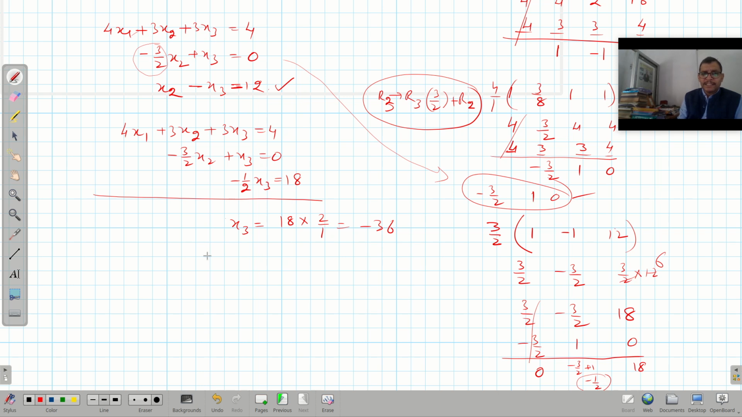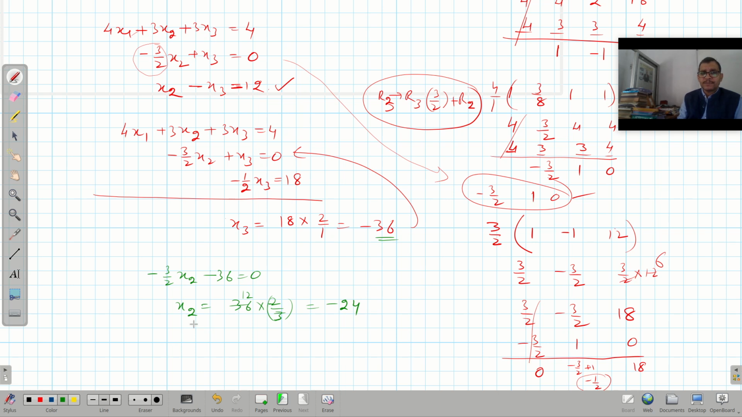Then let me put it back here, using this in this particular equation. So what we are getting, it is minus 3 by 2 x2 minus 36 is equal to 0, x2 is equal to, yeah, 36 into 2 by 3, so it will become with negative sign, so it will become minus 24. That's what we are getting.